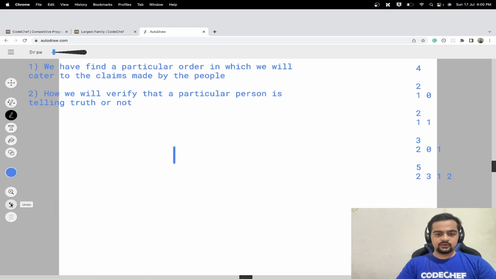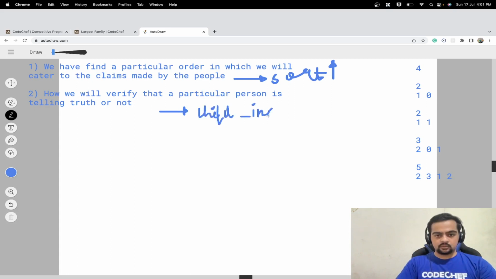So if we have to summarize this, for this we are sorting the array in increasing order, and for this we are keeping a children included count, and that would be less than or equal to n minus 1, or you can express this as less than n as well. So let us pick the third test case.